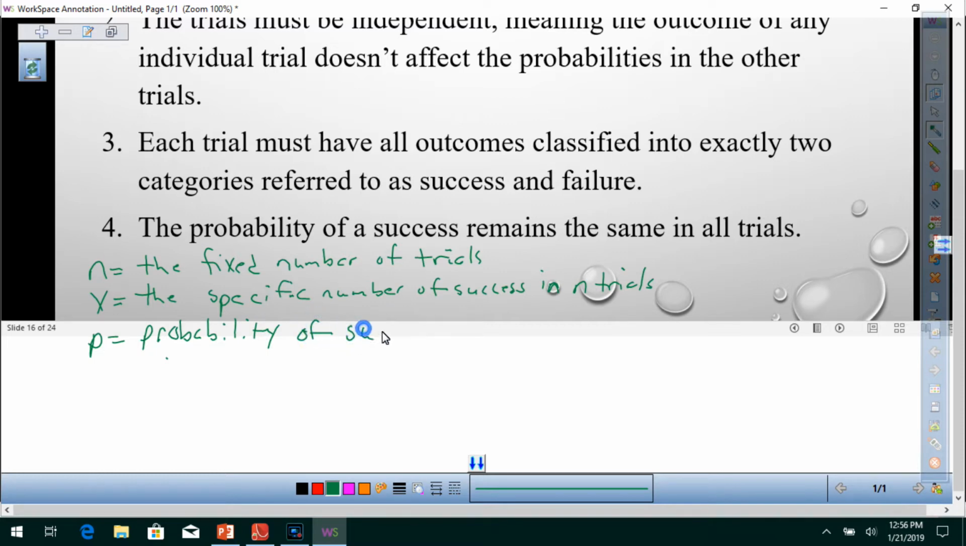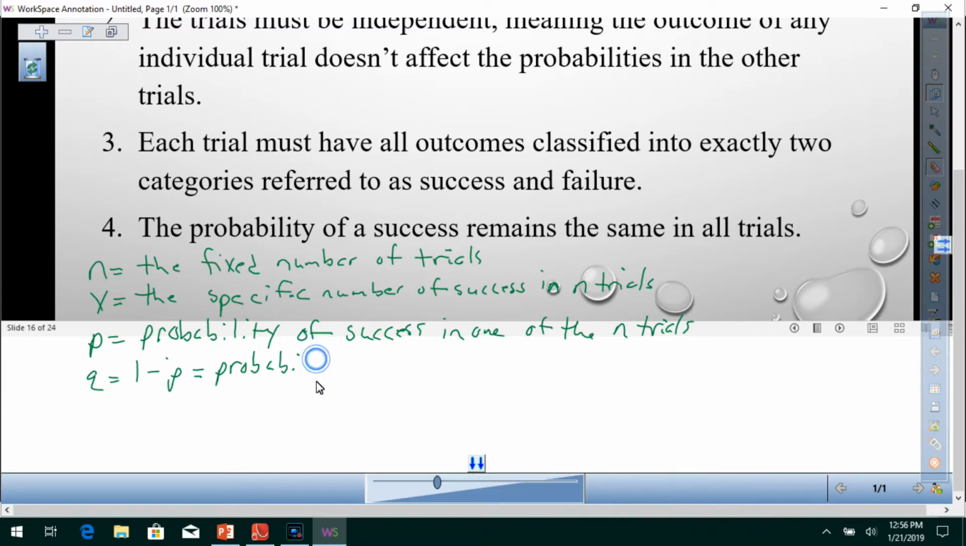Of success in one of the N trials. Q is the probability of failure, and it's always 1 minus P. That's the probability of failure in one of the N trials.